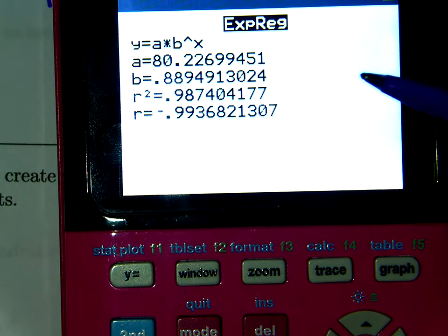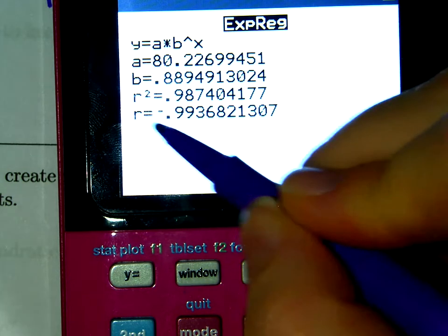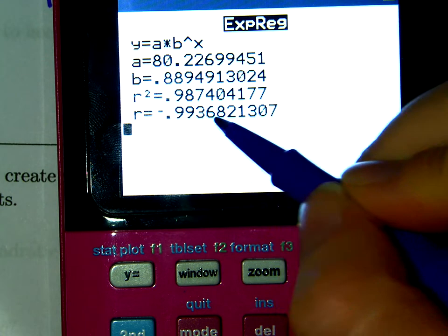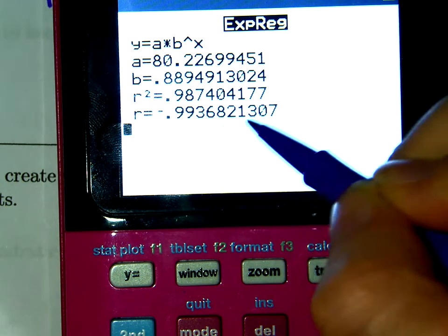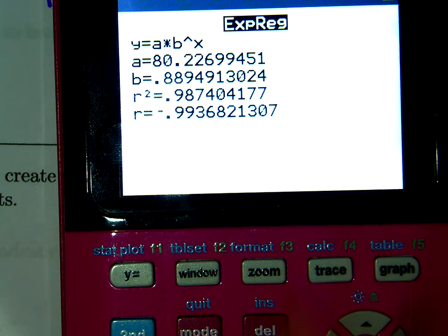I'm going to round that too. And it's a pretty close fit. It's a really good fit. It's decaying, so it's negative, but 99%, that's strong.